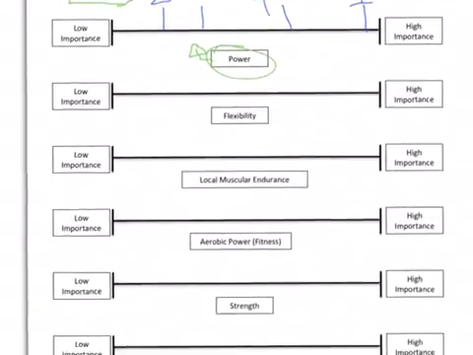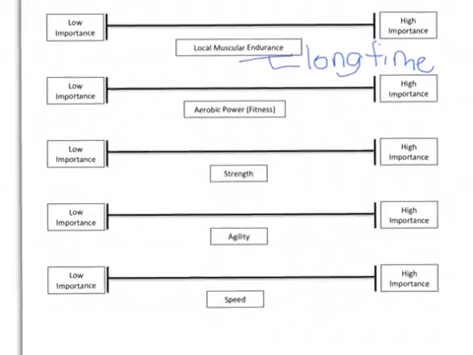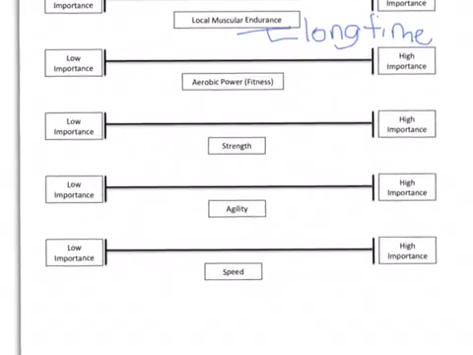So flexibility, local muscular endurance. So remember, endurance is about working for a long time. Okay, so those muscle groups working repetitively. Remember when we tested for local muscular endurance, it was our sit-up test, and you didn't just do 1 sit-up, you did as many as you could do in 60 seconds. So think about that with local muscular endurance. So going down, you've got aerobic power or your fitness, and we tested that with our beep test.